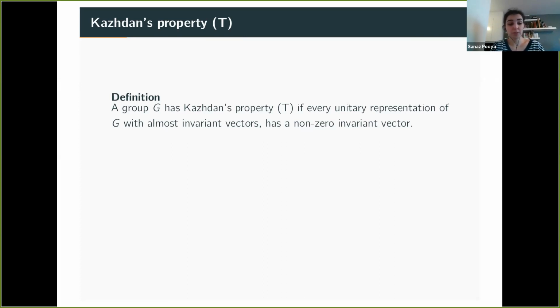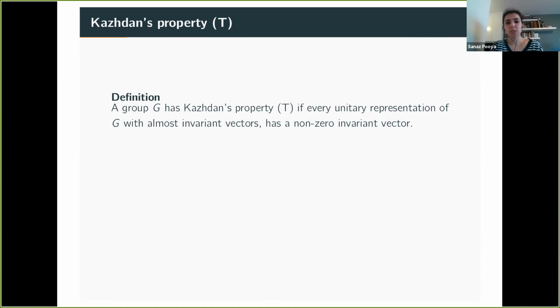So here is the definition. I guess if I got it right, this is the original definition of Kazhdan. We say a group G has Kazhdan's property T if any unitary representation of G which has almost invariant vectors contains a non-zero invariant vector. A typical example of such groups is SL_n(Z) when n is greater than 2.